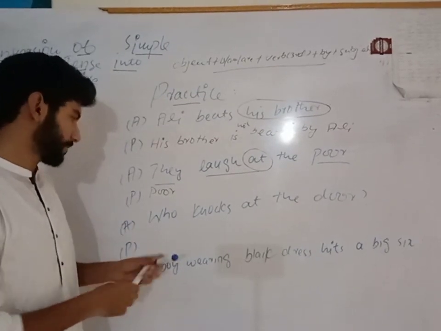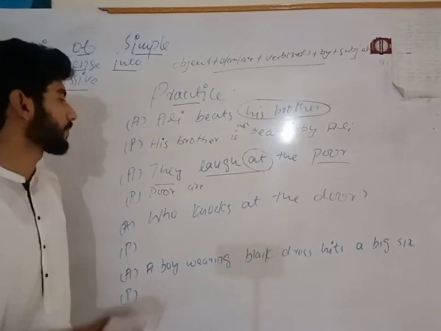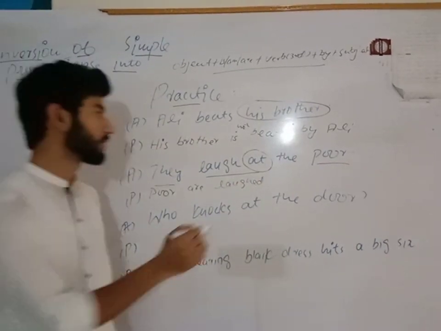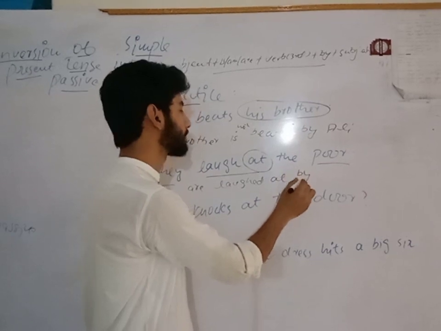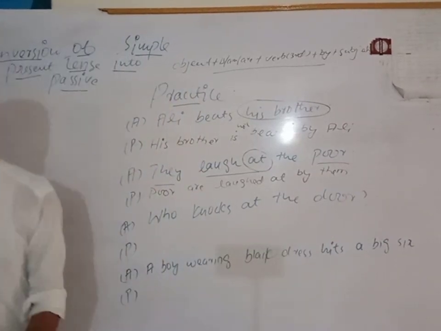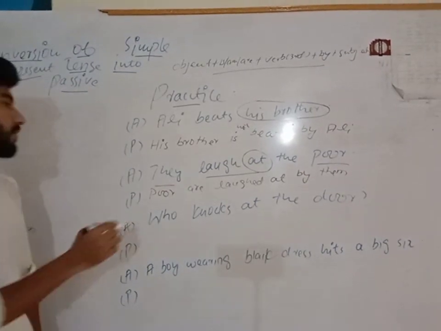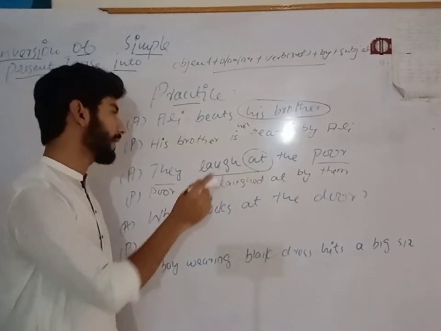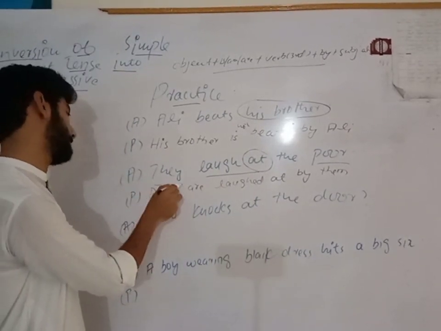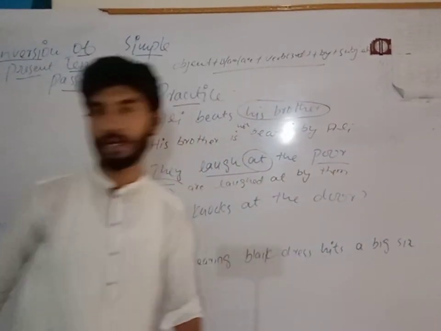So the poor is or are laughed at by them. They will be converted into them. Is it easy? Yes, sir. Got the point? Yes, sir. If you want to make it negative, the poor are not laughed at by them. If you want to make it interrogative, is or are the poor laughed at by them? And you have to put the sign of interrogation right there. Okay? Is it clear? Yes, sir.